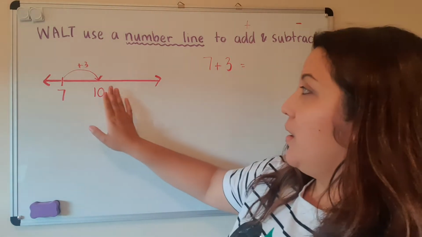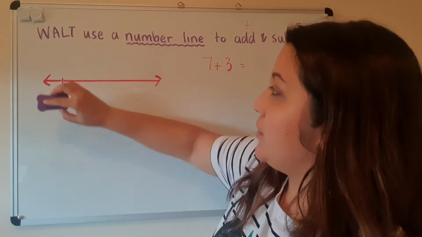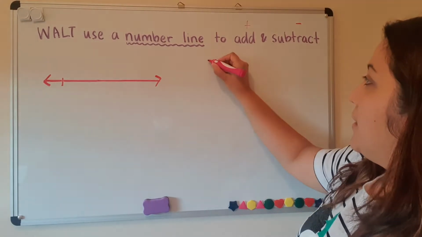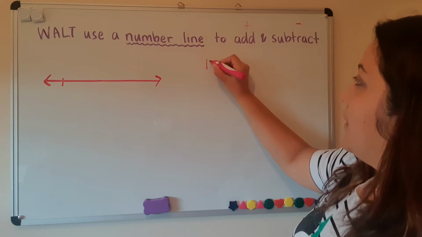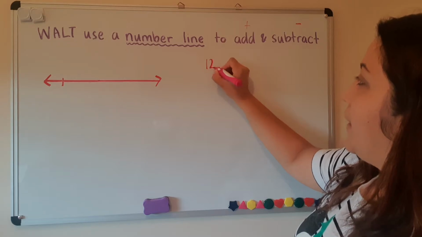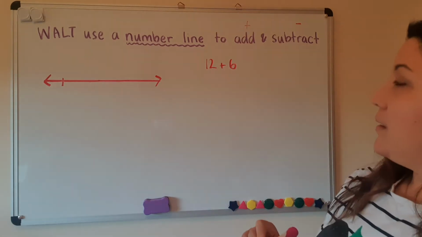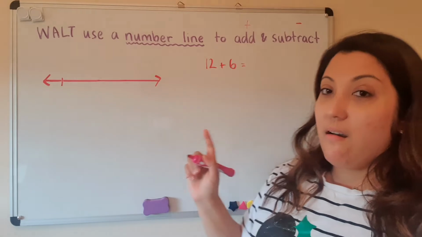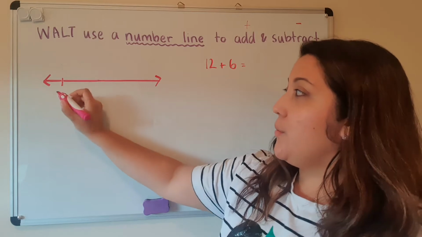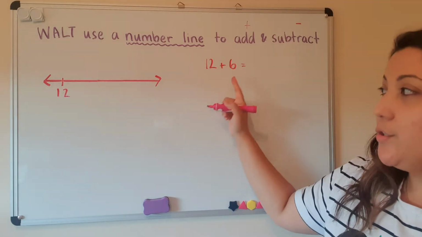Now, if I were to change this number sentence to a two-digit number, say, 12 plus 6 equals. Now, I need to start with the biggest number on my number line. That's a good trick to do. I'm going to start with 12 on my number line, and I'm going to add 6 to my 12.